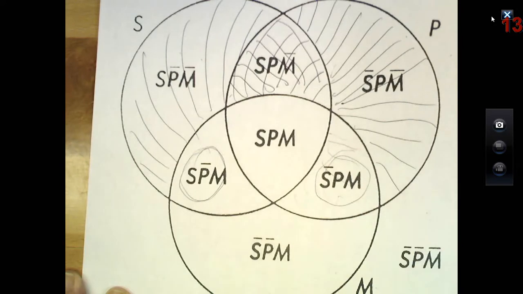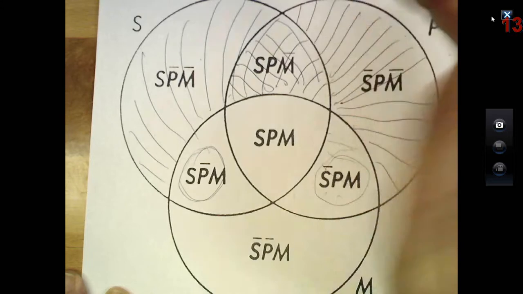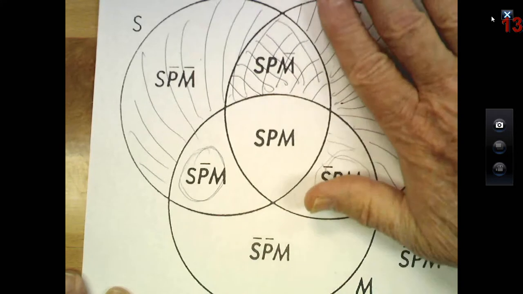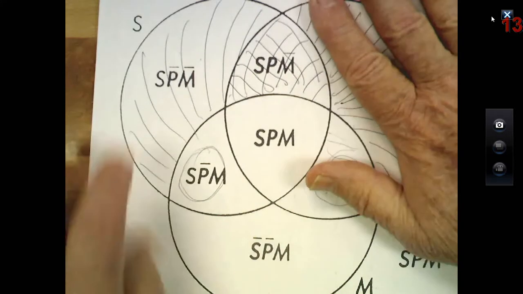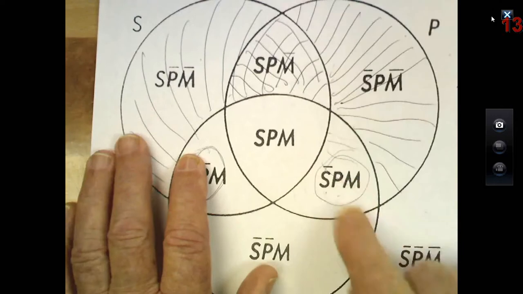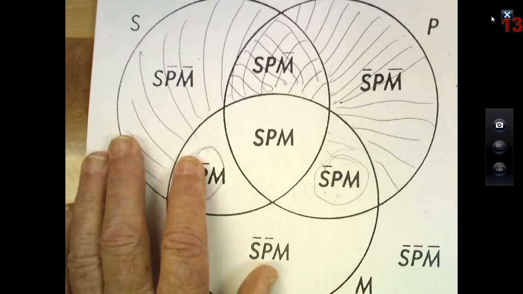I thought the line over it meant no. Right, no S here, but there are women and benevolent people here. It should be empty, because your conclusion says that all women are men. So I'd have to shade in all of women, but here are some women that are not men.